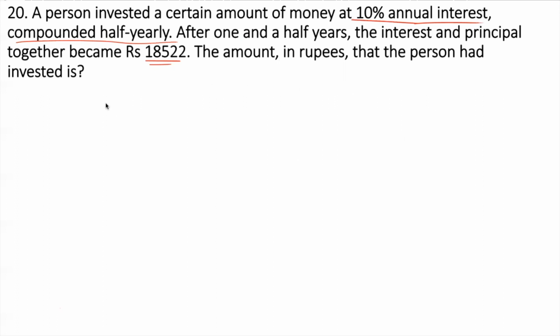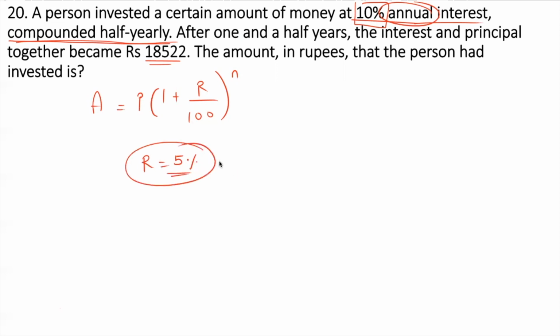All right. So we know that the amount at compound interest is principal into 1 plus r by 100 raised to n, where r is the rate per cycle and n is the number of cycles. Now, if the interest is compounded half yearly, the rate is 10% annual. So for the half yearly time period, the rate will be effectively 10's half. Half of 10, that is 5%.